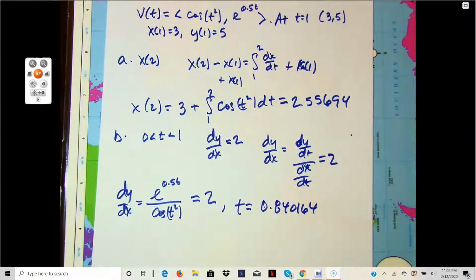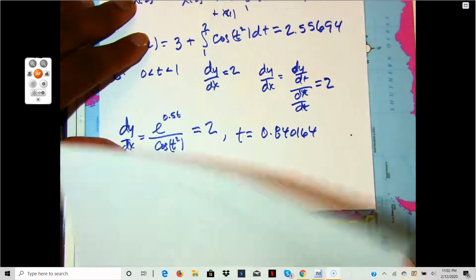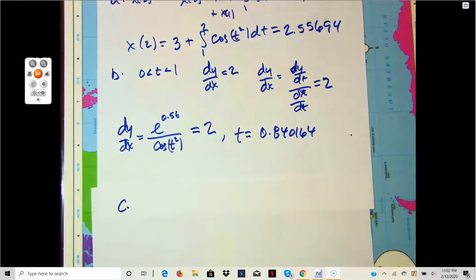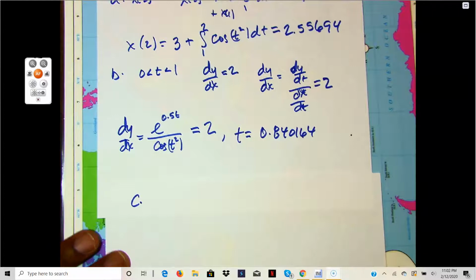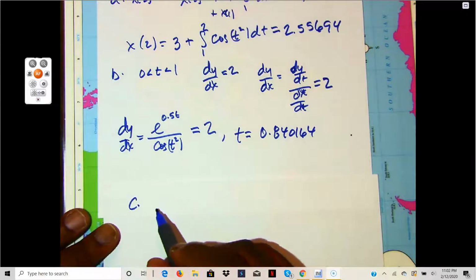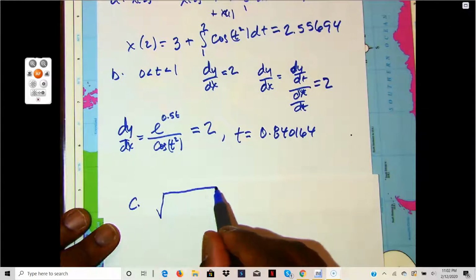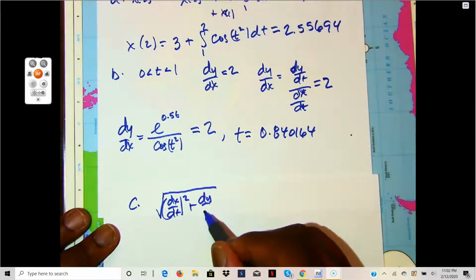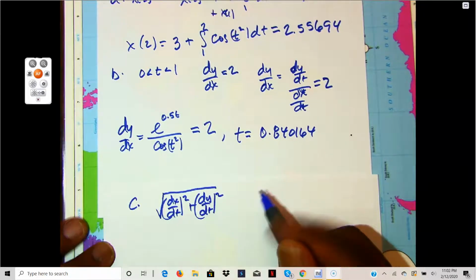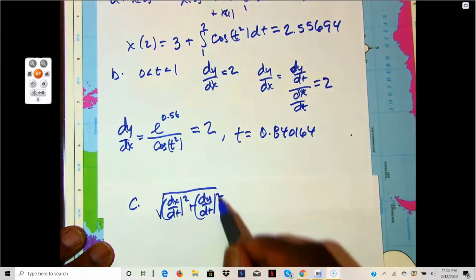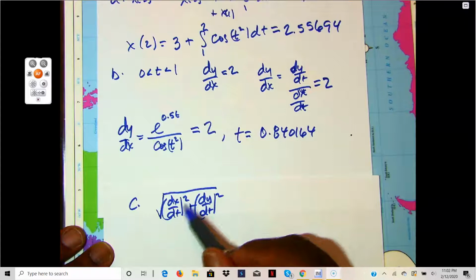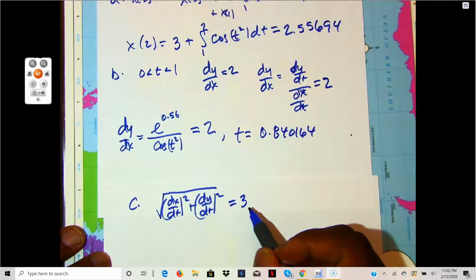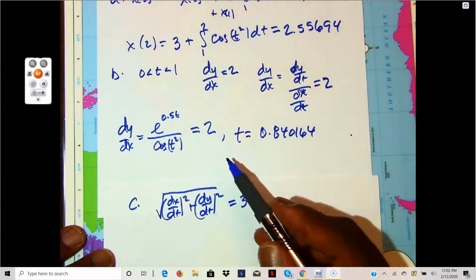Okay, part C says, find the time at which the speed of the particle is equal to 3. So we know the speed of the particle is going to be the square root of (dx/dt) squared plus (dy/dt) squared. And in this particular problem, we want to know when this speed is equal to 3. So again, we're looking for a time t. So we're going to do part C kind of like we did with part B.